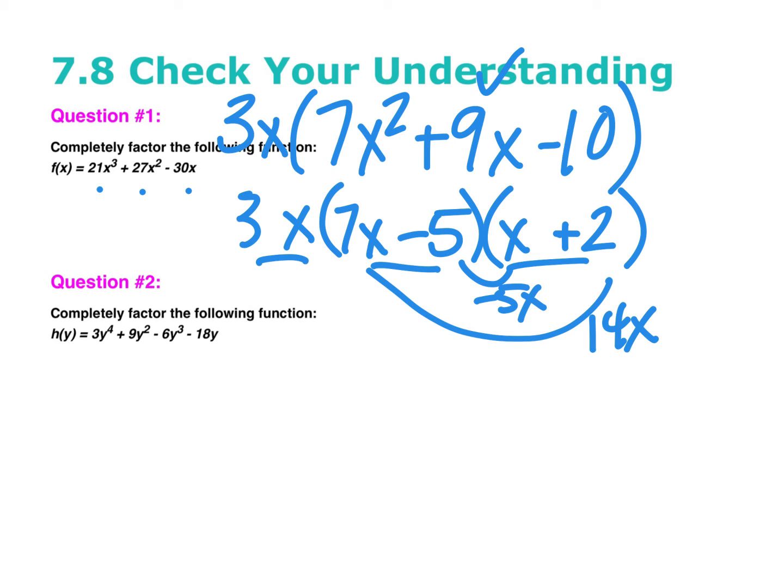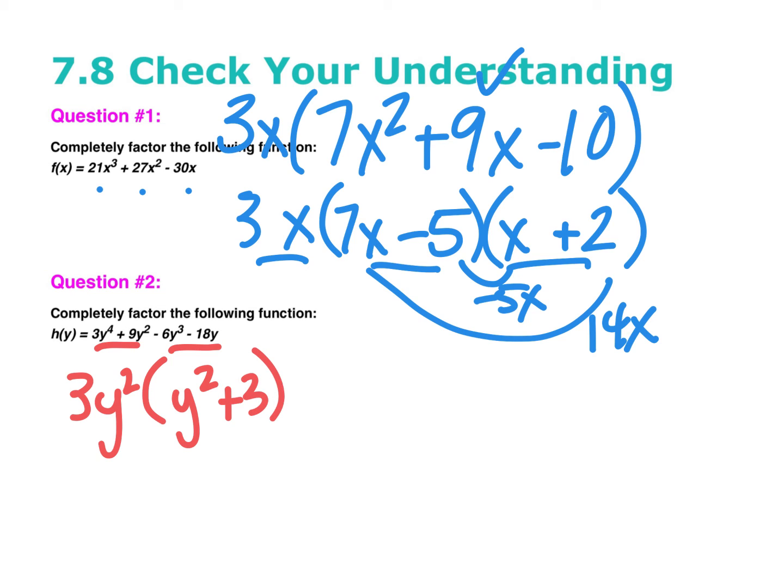Now for this next one, it's not a trinomial, so we can't do the normal method, but we can try factor by grouping. Again, I'm going to group it into these two groups here. For the first group, I can pull out a 3 and a y squared. That's going to leave me with a y squared and then a plus 3.